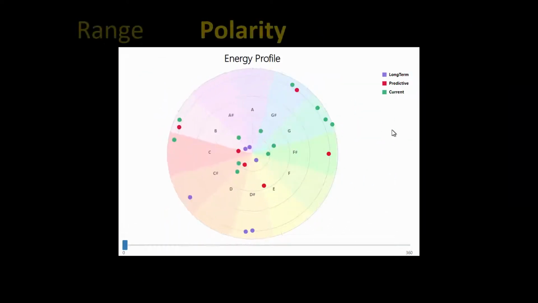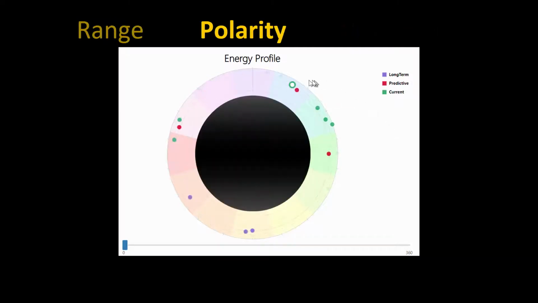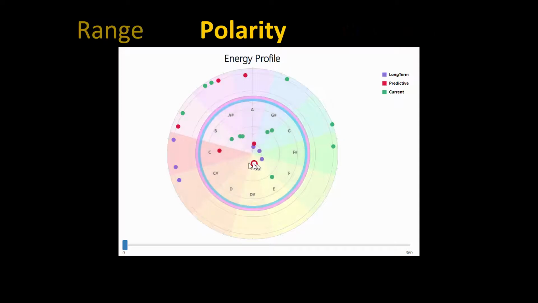Another characteristic of the chart is polarity. Events orbiting the perimeter of the chart are considered positive or in a high state of energetics, whereas events near the center of the circle are in a negative state due to forces pulling them out of homeostasis.